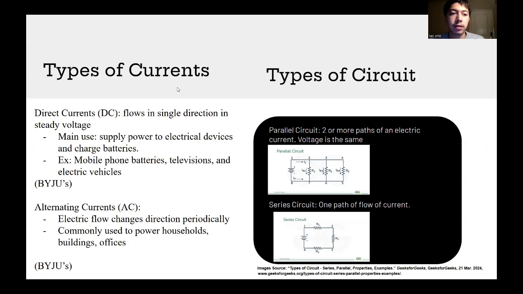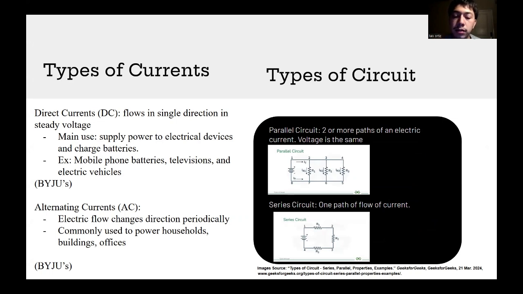The types of currents. Direct current, or DC, flows in a single direction, and its main use is to supply power to electric devices and charge batteries. Examples to think of with DC would be when you connect your phone to charge, there's a direct current going to your phone, charging it.